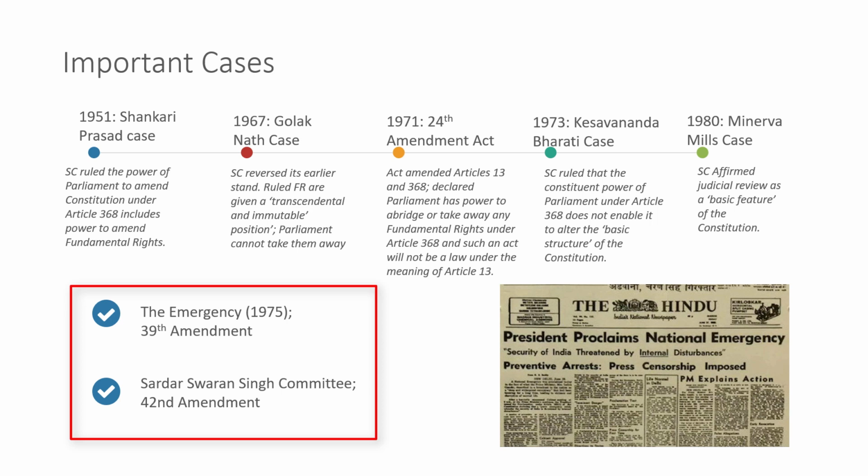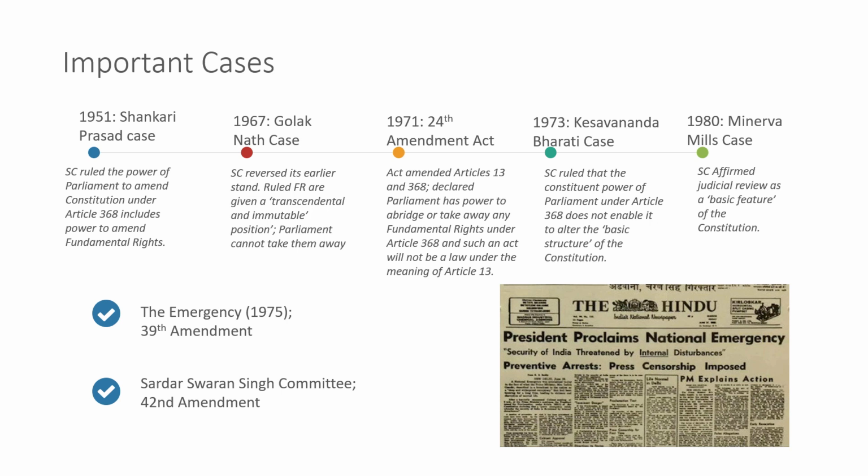Article 31C was amended to prohibit any challenge to laws made under any of the directive principles of state policy. The amendment also laid down that amendments to the Constitution made in the past or those likely to be made in the future could not be questioned in any court on any ground. It also removed all amendments to fundamental rights from the scope of judicial review, and it removed all limits on Parliament's power to amend the Constitution under Article 368.